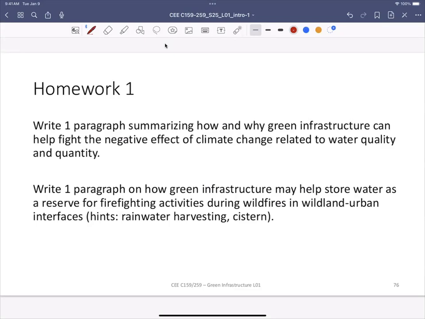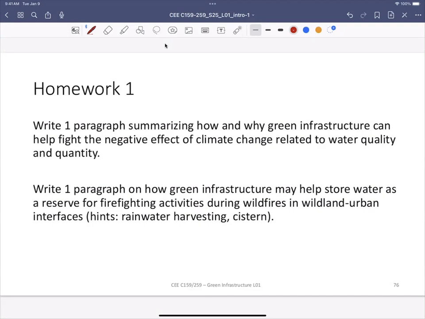At the end of the first homework, you should write one paragraph, which is half a page, summarizing how and why green infrastructures can help fight the negative effects of climate change related to water quality and quantity. So you have to explain what green infrastructure is, what climate change is, what the negative effects of climate change on water quantity and quality are, and then explain how green infrastructure can reduce that. Again, half a page, not too much.